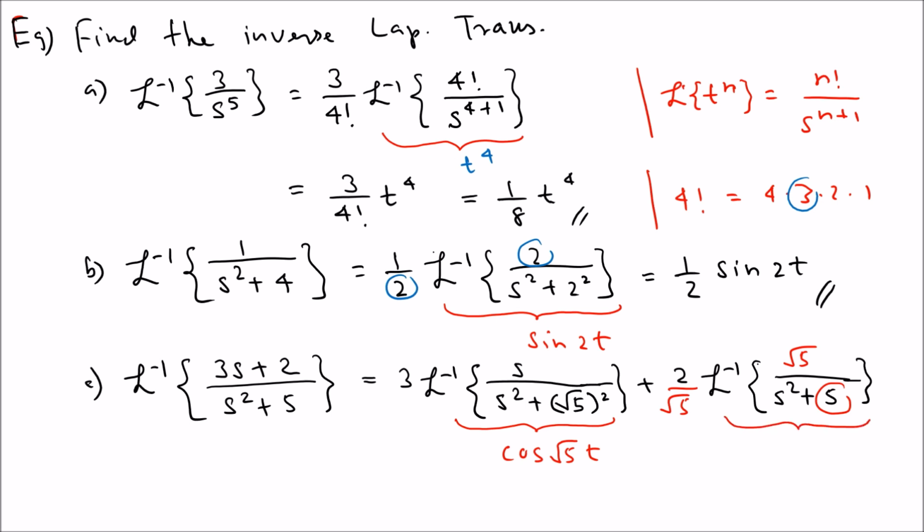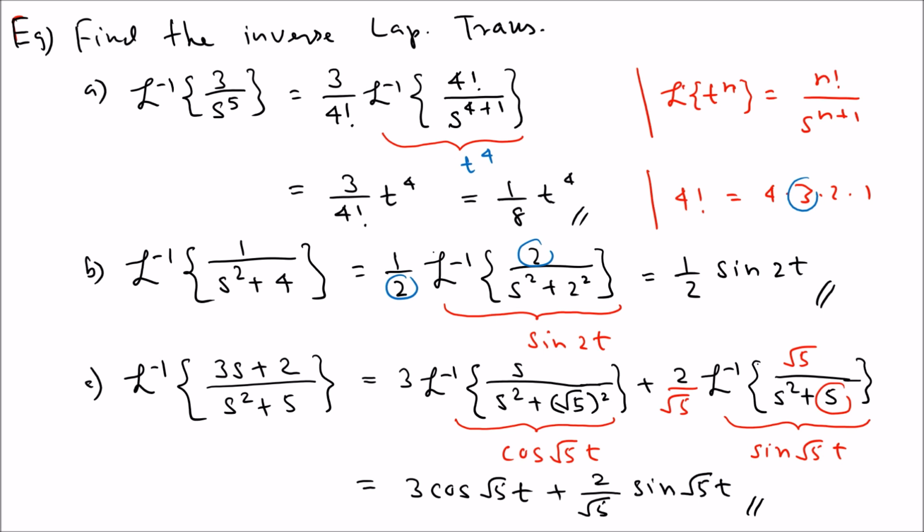Now the sine of square root 5 t. So that means the final answer is now 3 cosine square root 5 t plus, here you can write this one as 2 over square root 5. It is okay to leave it like that. And then this can be sine square root 5 t. You don't have to do the rationalization, so that's okay. Yeah, so that's how we do it.